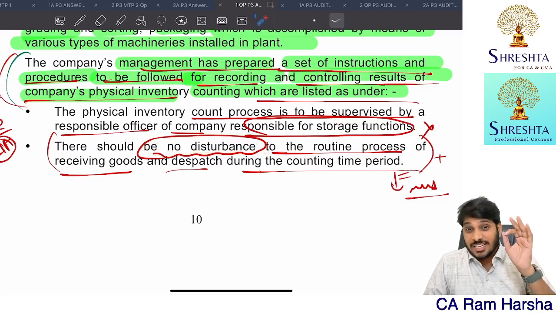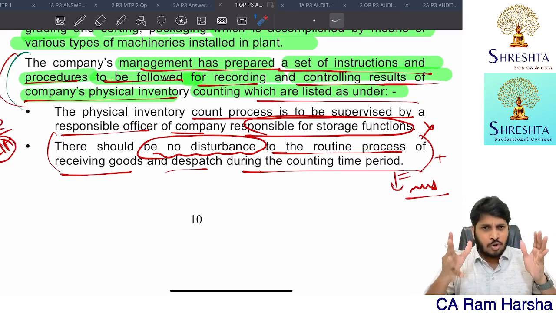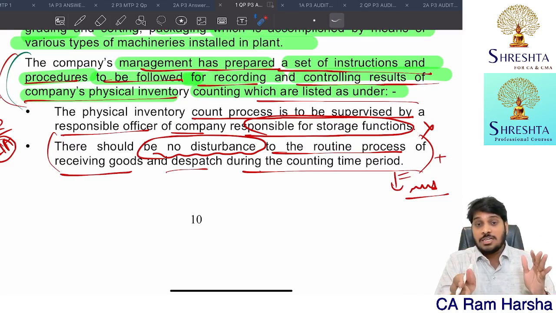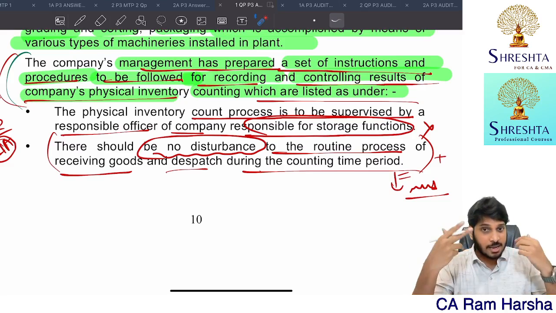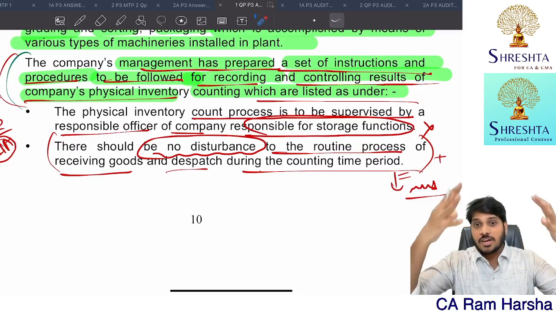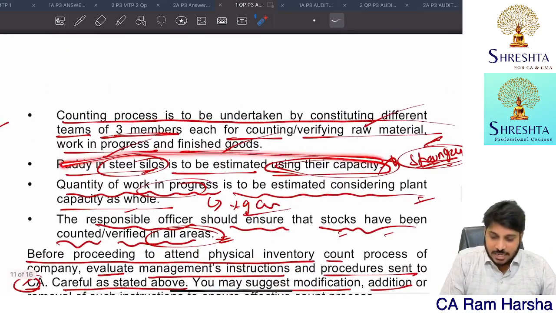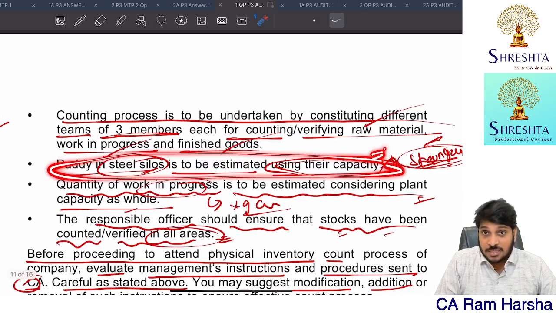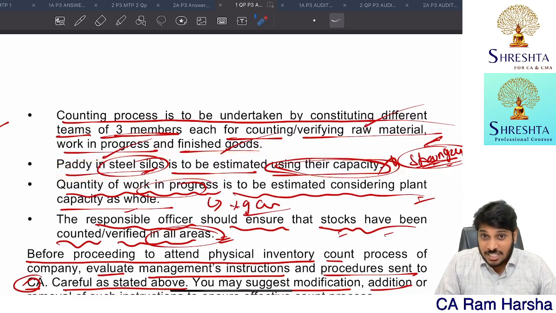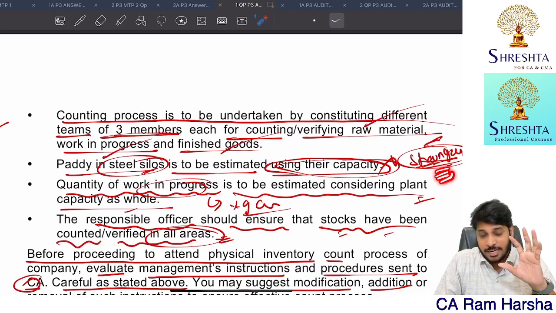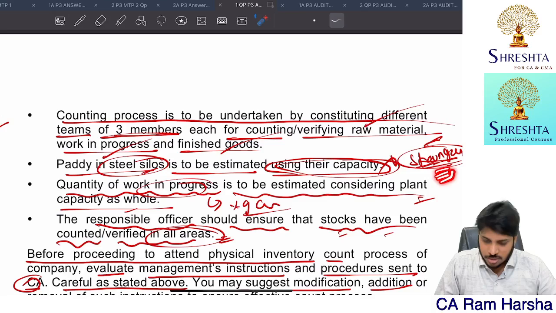There should be no disturbance. As per guidance note, it is an advisory. It is recommended that physical movement in the inventory should be halted, either receiving or dispatching, at the time of counting for a better grip on the count procedures. Third, paddy in steel silos is to be estimated based on capacity. This instruction is wrong. Paddy in the steel silos should be estimated using strain gauges, which is a more scientific way of measuring the paddy quantity in the steel silos.